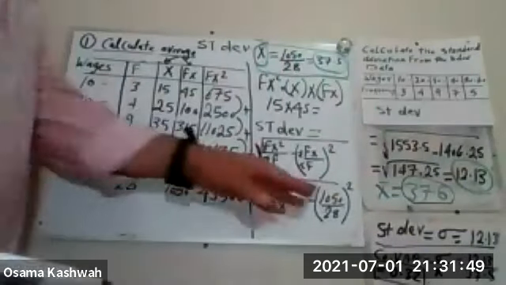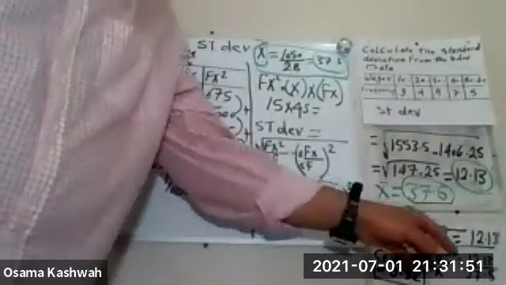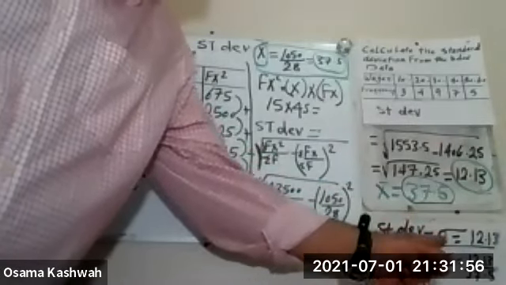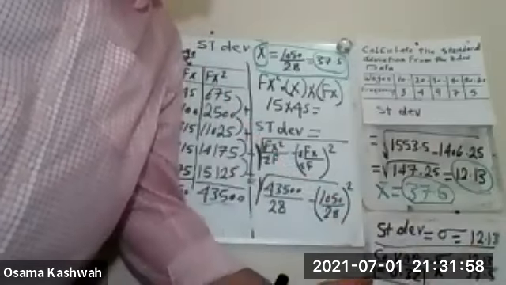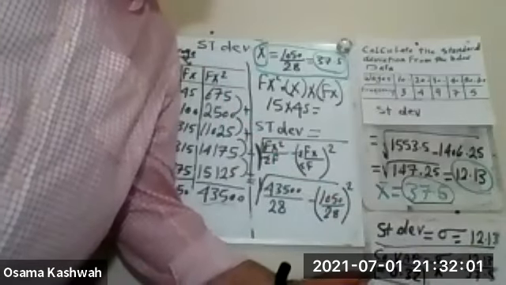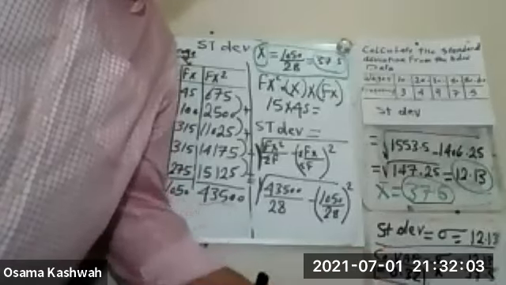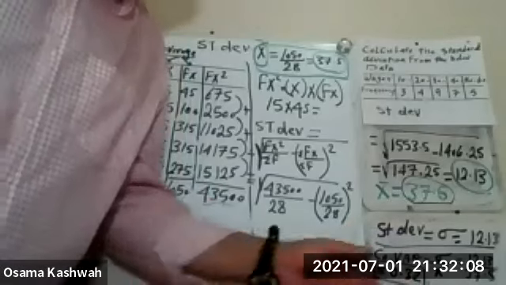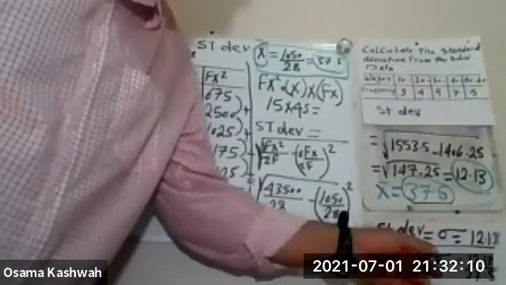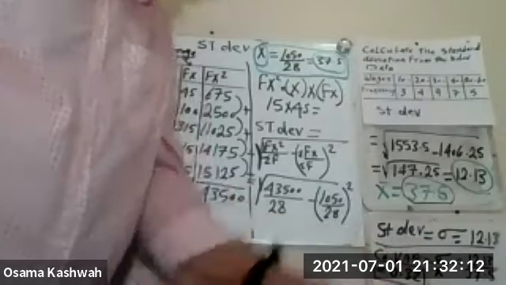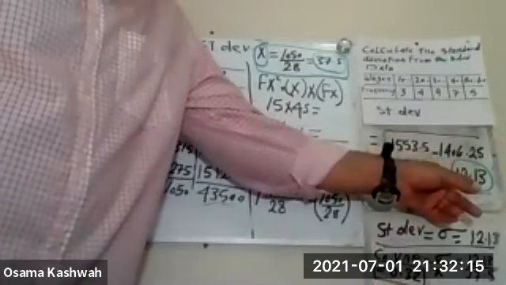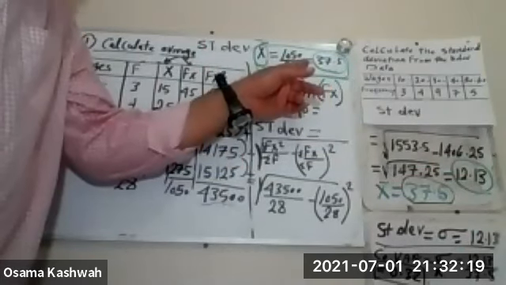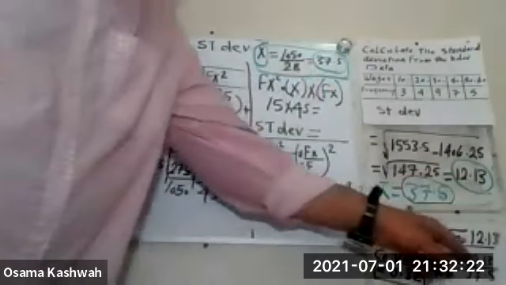So the standard deviation has a symbol. The symbol sigma is 1213. Now I will go to the last part, which is the coefficient of variation. The coefficient of variation is simply the standard deviation divided by the x bar. I calculated the standard deviation, 1213, and I also calculated the x bar, which is 37.5. Then I will divide them by each other.